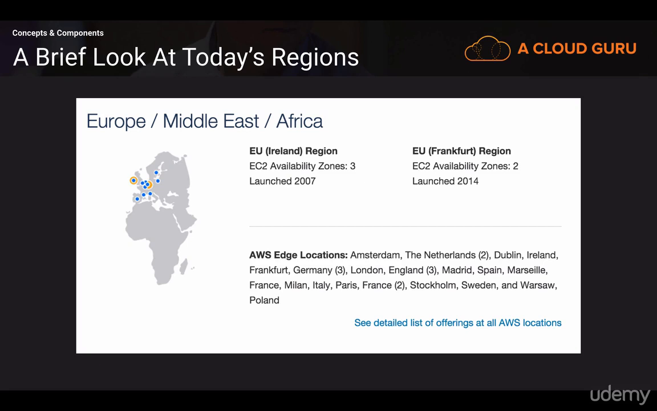In Europe, Middle East, and Africa, as of today, we only have 2 regions. A third one is opening in the United Kingdom shortly, but currently it's in Ireland. We have 3 availability zones, and in Germany we have 2 availability zones. Then we have a number of edge locations spread throughout Europe.